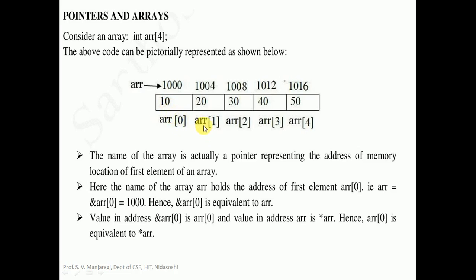Similarly, array of 1 is the second element of the array, that is, the element stored at index 1. Then this is at index 2, index 3, and so on. These are the array indexes. Using them we can access the array elements or array locations.